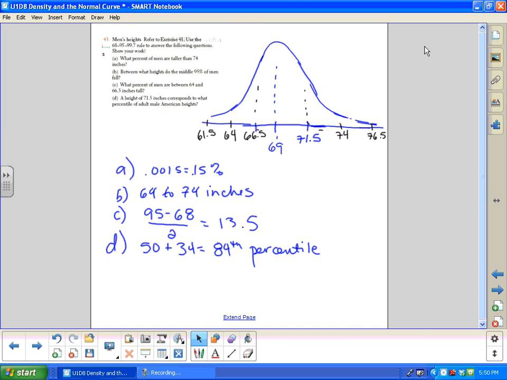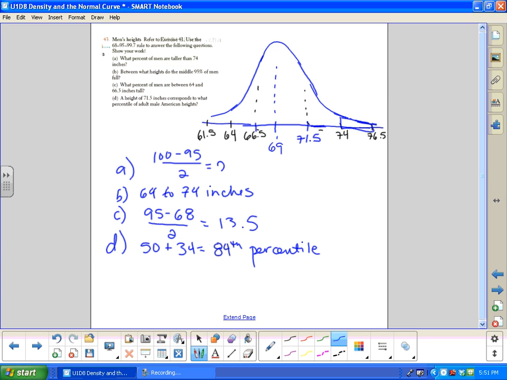So take a look at this solution. I've drawn the picture out for you so we can kind of talk through it. Oh, I did this wrong, actually. Let's try this again. So the first thing they asked me is, what percent of men are taller than 74 inches? So taller than 74 inches is actually going to be this area over here. So 74 inches is 2 standard deviations. So I can do 100 minus 95 over 2, which gives me 2.5.